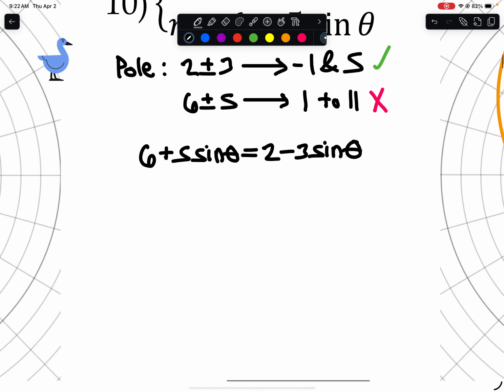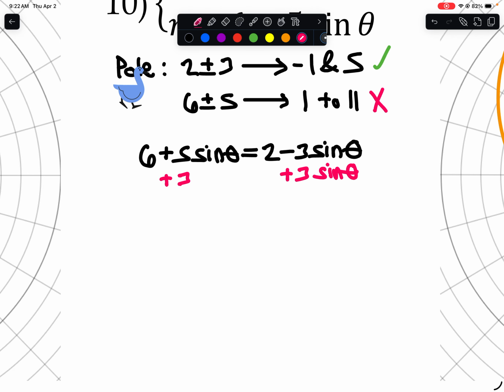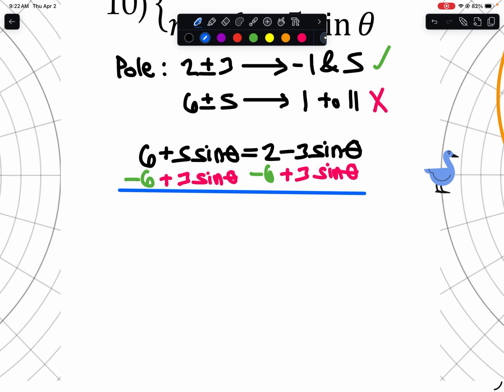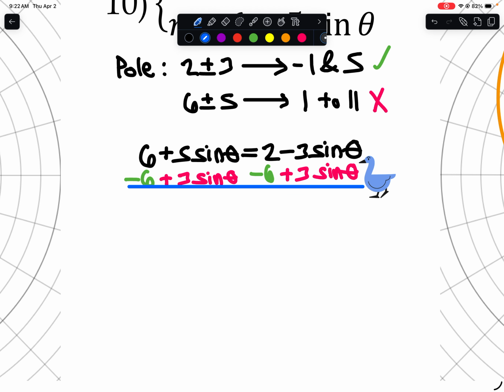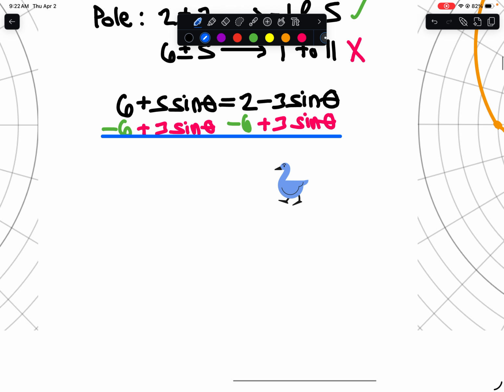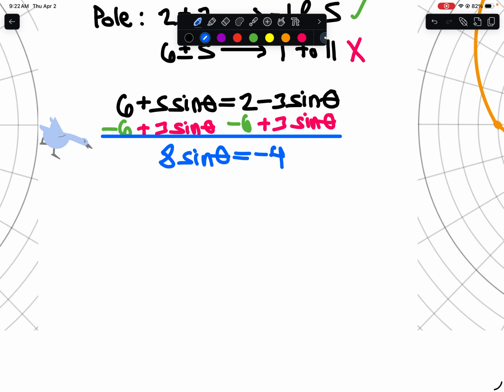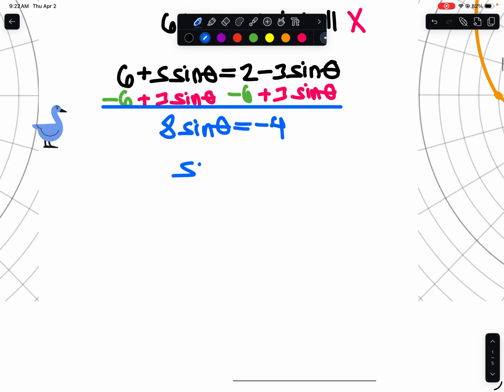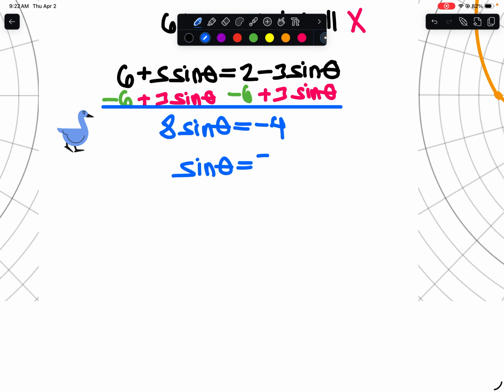Okay, so when I solve algebraically, I'm going to add 3 sine theta on both sides, and then also subtract 6 on both sides. When I do this, that's going to give me 8 sine theta equals -4. Then divided by 8, that's going to give you sine values of -1/2.